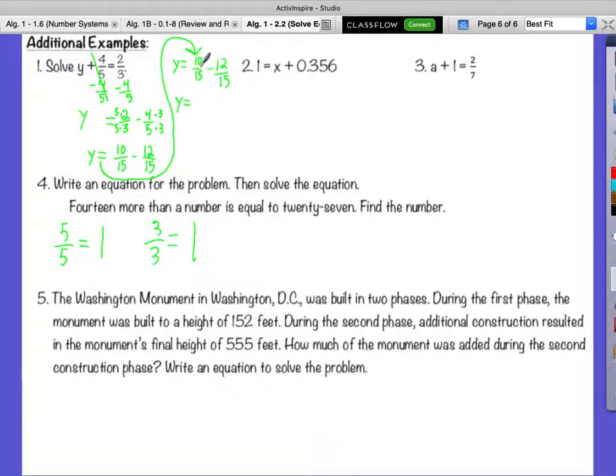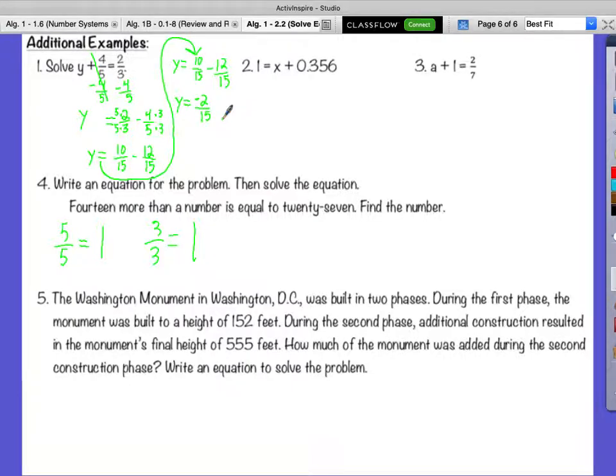So y equals 10 over 15 minus 12 over 15. Now that we have common denominators, we subtract the numerators. What's 10 minus 12? 2. What kind of 2? Negative 2, because the 12 is bigger and we're subtracting. And what's this over? 15. We leave our denominator the same. When we add and subtract fractions, our denominator stays the same.